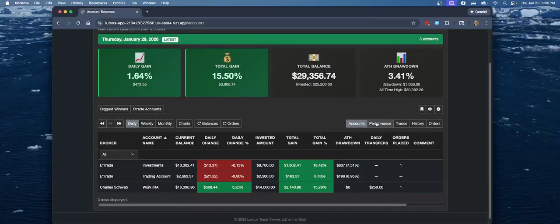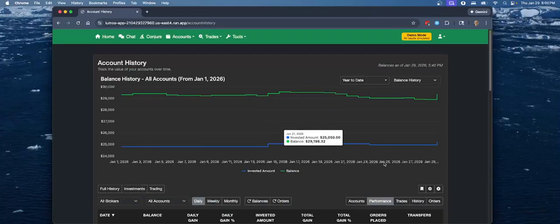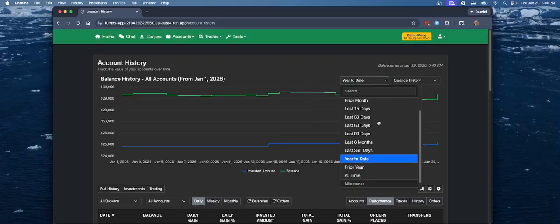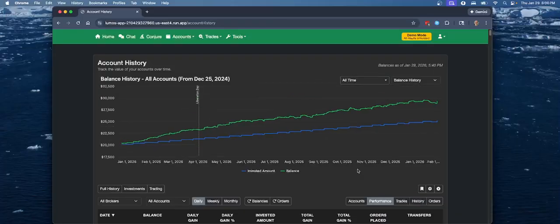So this is kind of a boring one. Let's go to more interesting ones. Account history. Let's go further back. Let's go all time. So this solved one of the problems that I was really frustrated with.